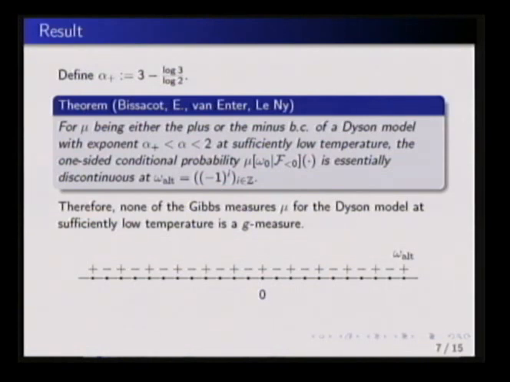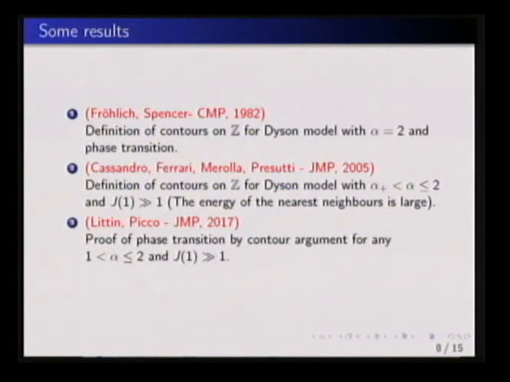And what we proved is that the conditional probability given the past is essentially discontinuous at the alternating configuration. We will see this. So let's see the proof. To do the proof, we should use some tools.